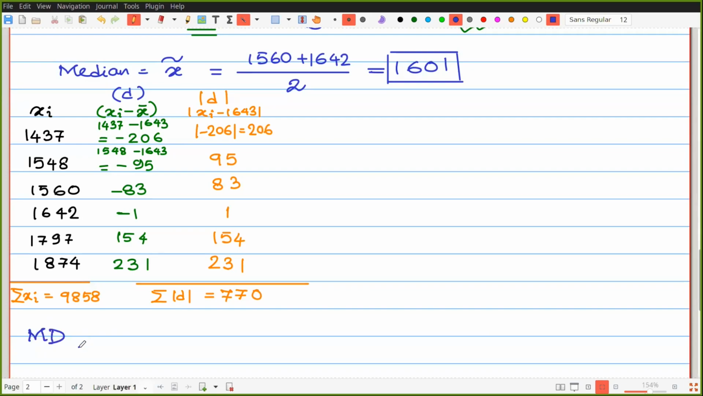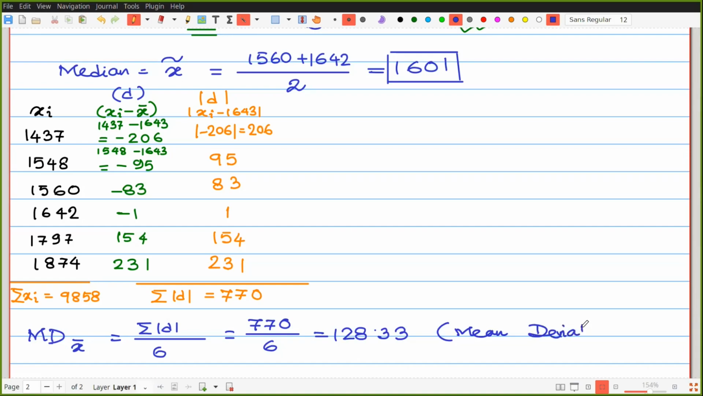So the mean deviation, I am writing that mean deviation in the notation of x bar. That means the summation of all the D divided by the total number of observations, that is 6. So that is 770 divided by 6, which is equal to 128.33. That is our mean deviation. Okay, but we also have to find out the median deviation.